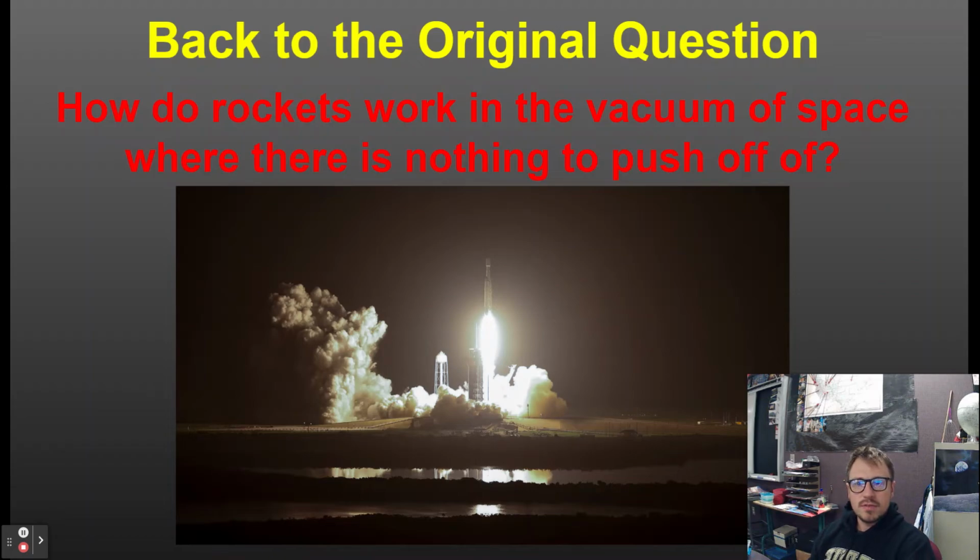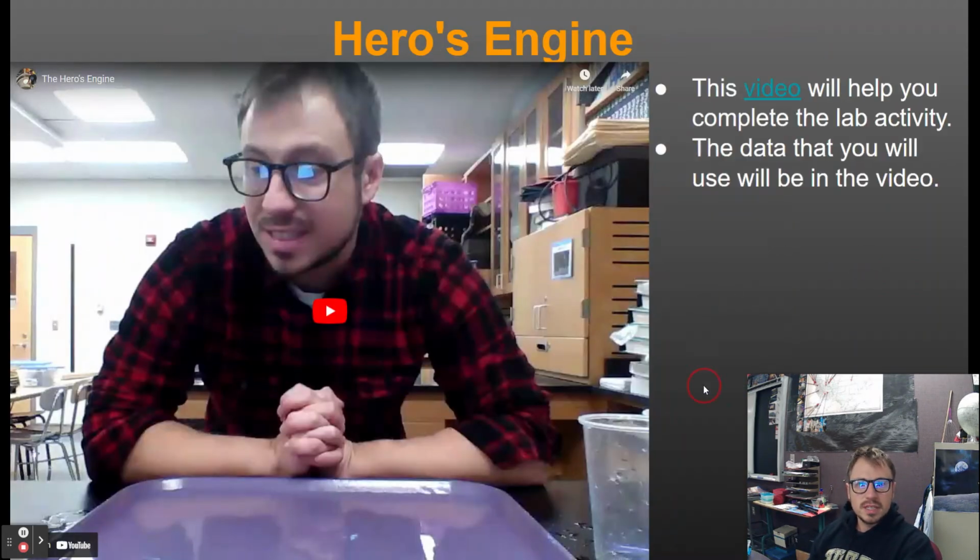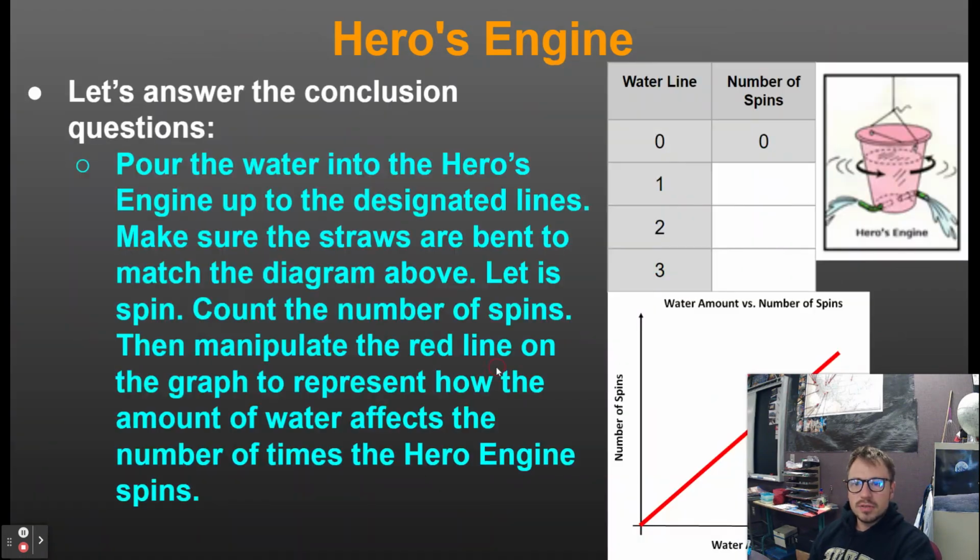So now let's answer this question. How do rockets work in the vacuum of space where there is nothing to push off of? In order to answer this, we did the Hero's engine. All we did was pour water into the Hero's engine up to the designated line. In the past, I've done, say, 250 milliliters, but it doesn't really matter. We're just going to continually pour more liquid into the Hero's engine and watch it spin. Make sure the straws are bent to match the diagram off to the right, and let it spin.